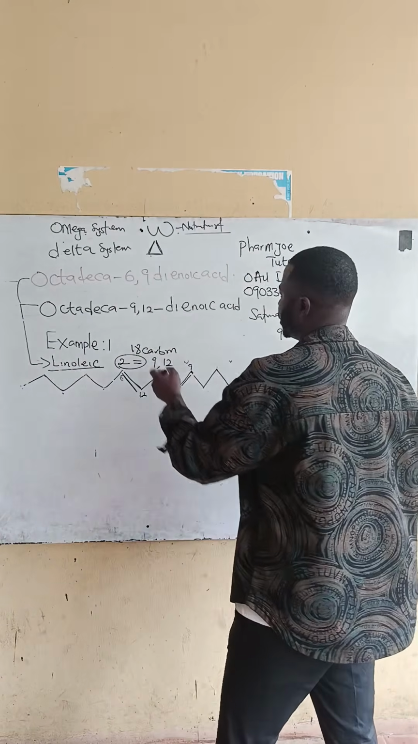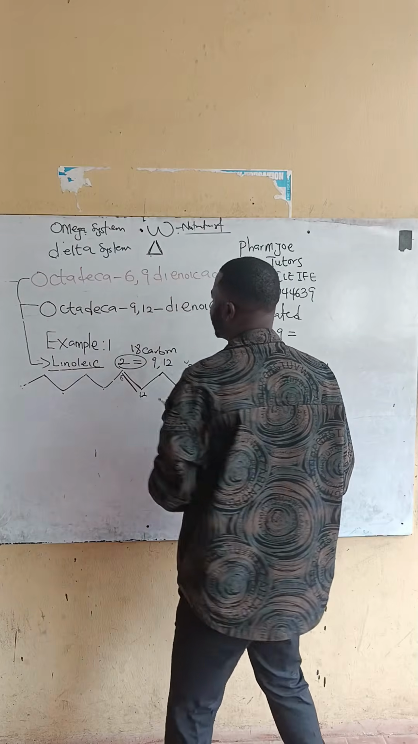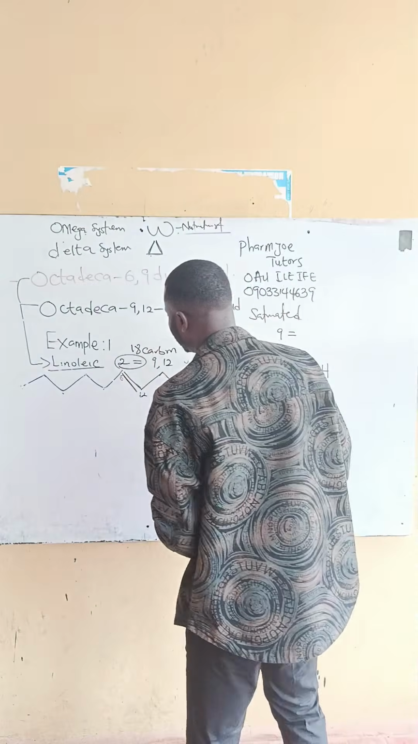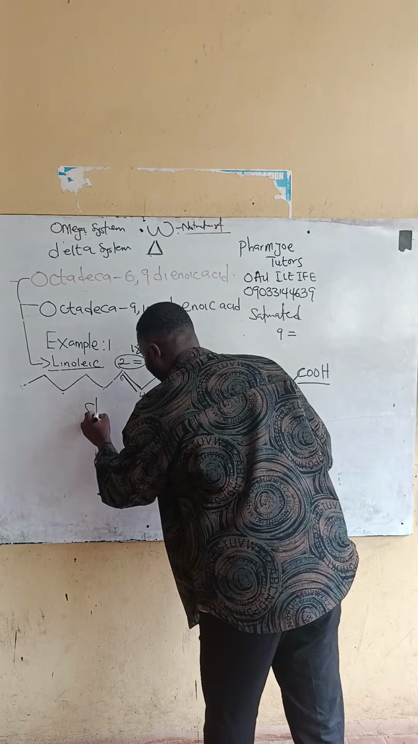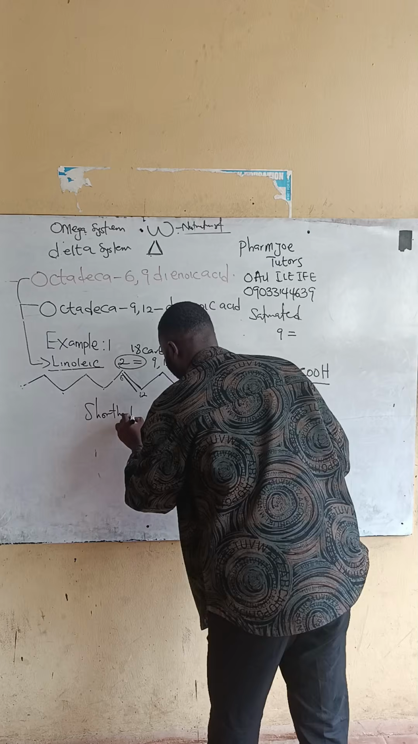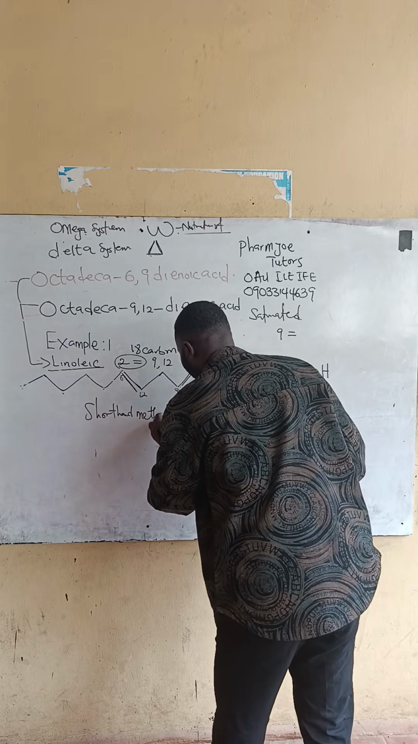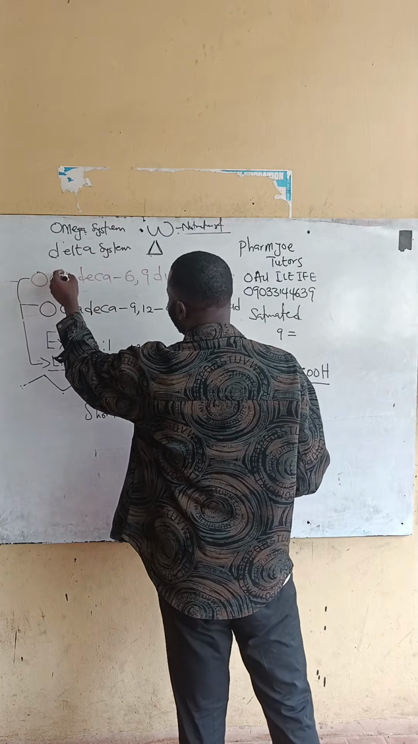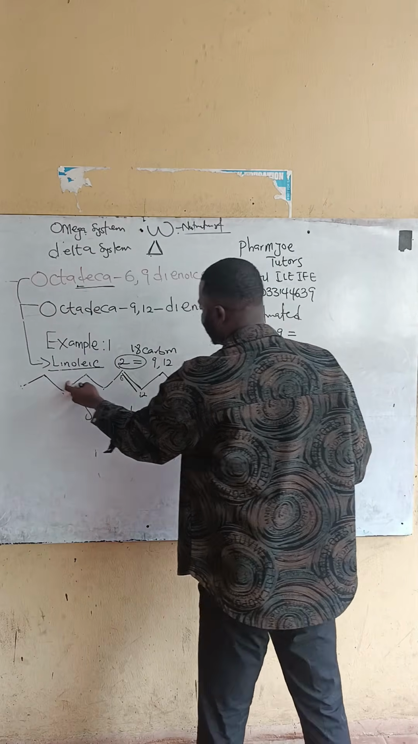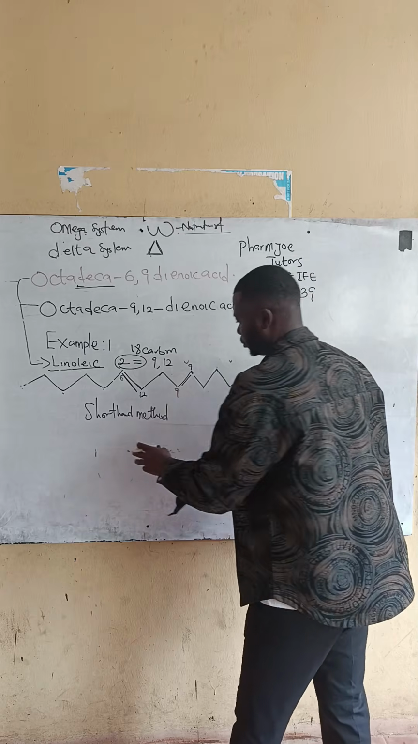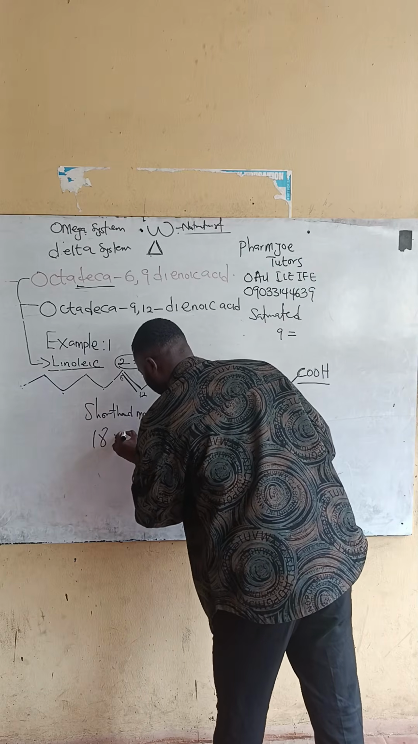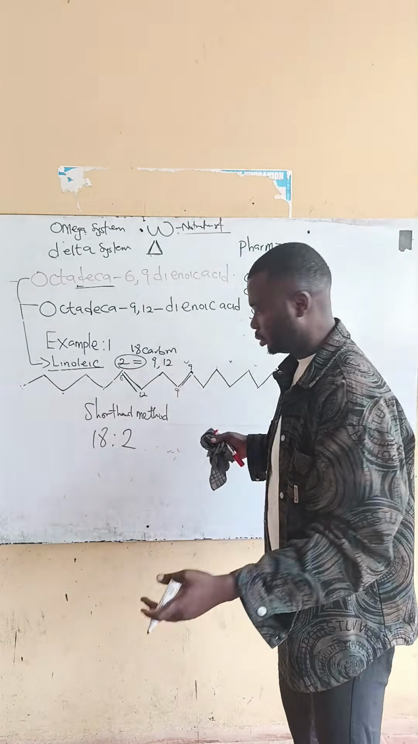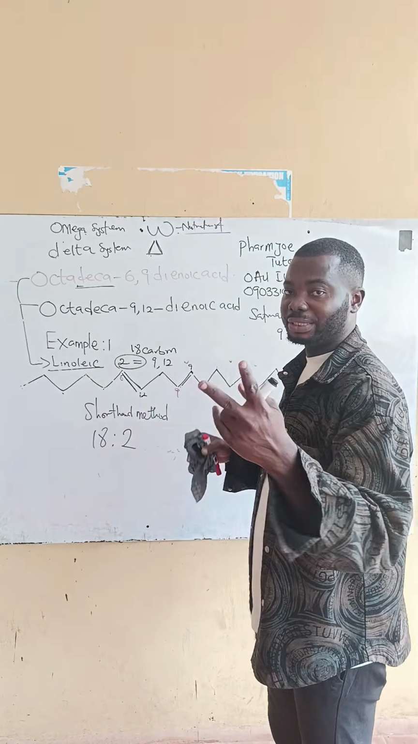For example, I wrote this according to omega, according to the nutritionist. If I want to denote it, it's shorthand method. So write shorthand. We have shorthand method. For the shorthand method, now this is octadeca. Don't forget that we wrote this counting from the back. You say 18:2. What's the meaning of 18:2? 18 means all the carbons are 18. 2 means we have two double bonds at different positions.